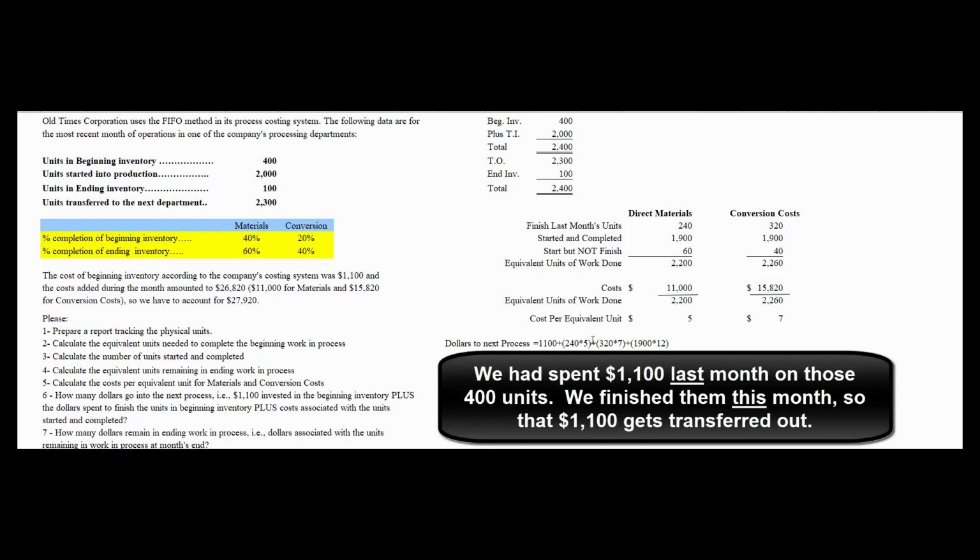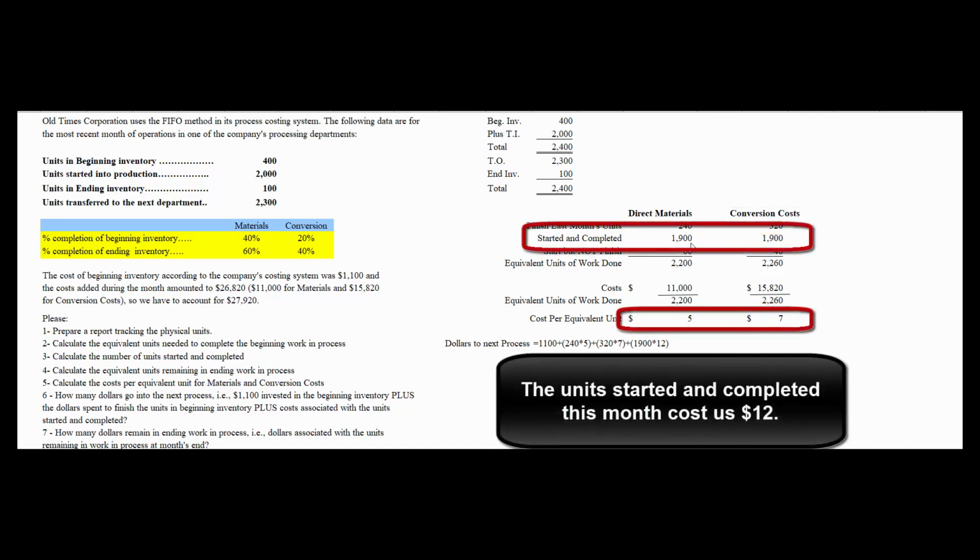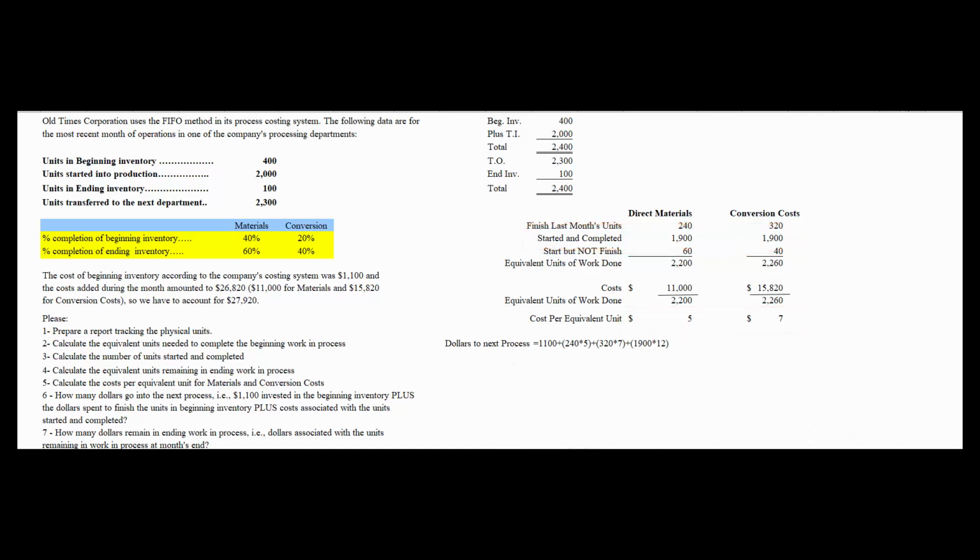We spent $5 per unit on direct materials. And to finish that stuff up from last month, we did 240 equivalent units worth of work. So 1,100 plus 240 times 5. To finish up as far as conversion costs go, we did 320 units worth of work. It's $7 a unit for conversion costs. So 320 times 7. Plus, we had the started and completed units. Those are the work units on which we did all the work this month, and they cost us a total of $12 each.